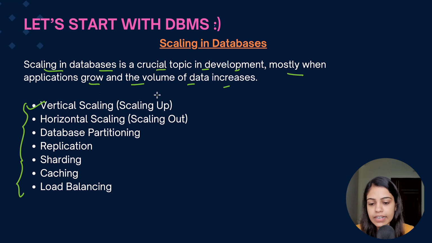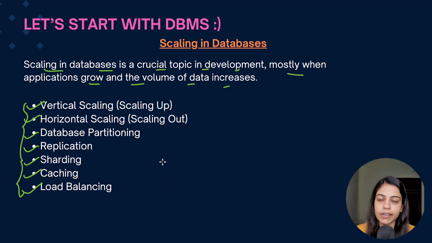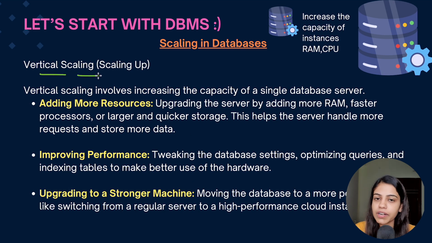First one is vertical scaling, that is scaling up. Second one is horizontal scaling, that is scaling out. Third is database partitioning. Fourth is replication. Fifth is sharding. Sixth is caching. And seventh is load balancing. So let's learn about each and every one of them in depth. So the first one is vertical scaling.